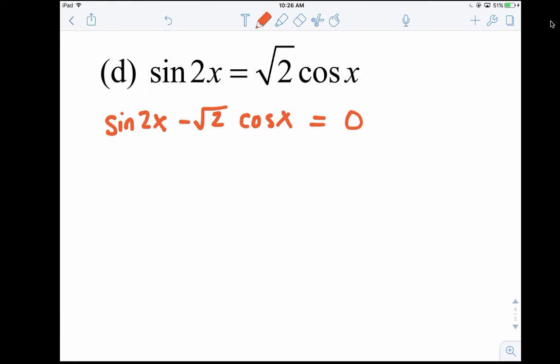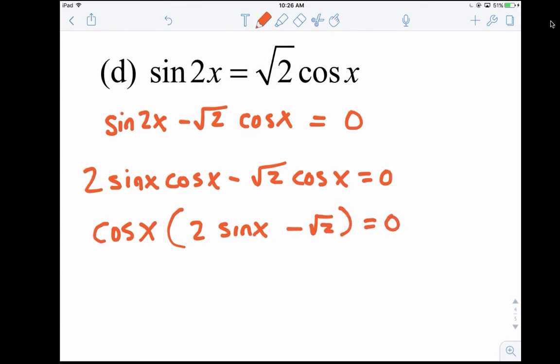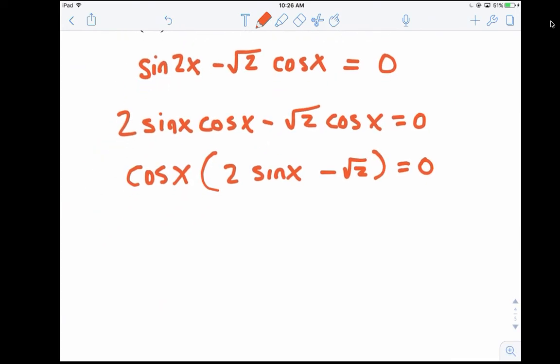Okay, so I notice that I have sine of 2x, so that's a double angle there. So what I can do is change that to be 2 times sine times cosine. By doing that, I recognize that I have a common factor in cosine. So I'm going to factor that out, and that's going to leave me with 2 sine minus root 2 is equal to 0. So my first factor, cosine, where does that equal 0? My answer for that would be pi over 2 and 3 pi over 2.